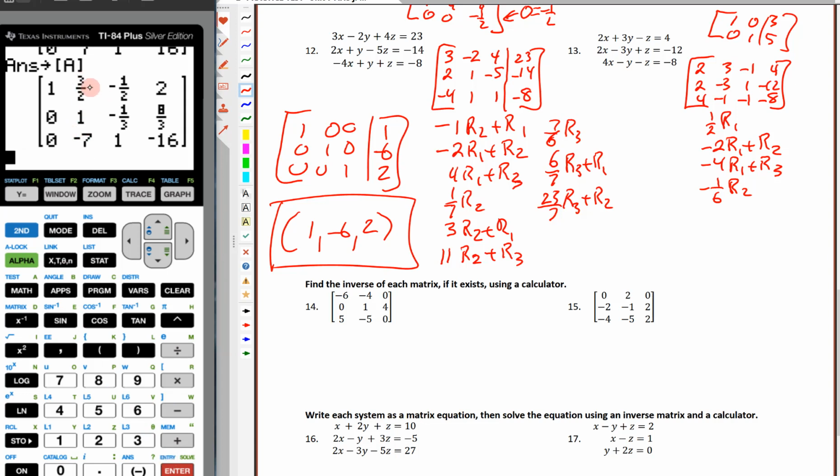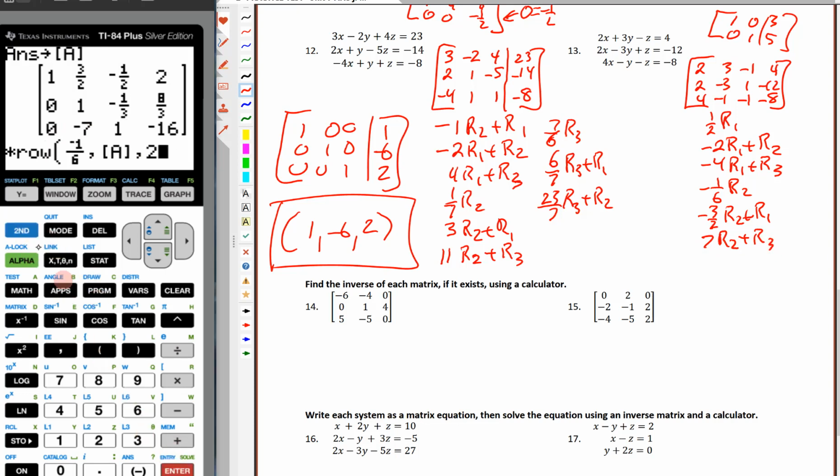Then I'm going to look at the 1 and these guys right here. So I need to add negative 3/2. So this is going to be negative 3/2 times row 2, add to row 1. And I need to add a 7, so this is going to be 7 times row 2, add to row 3. And then we'll go ahead and carry out those commands.